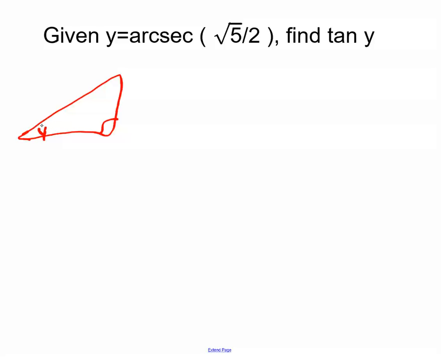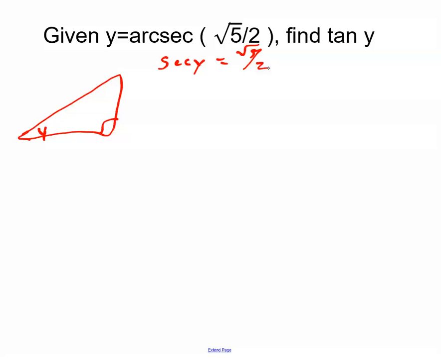Another way you could think about that, thinking back to how we just solved the previous problem, is that secant of y equals square root of 5 over 2. Now you could type this in your calculator, but we don't want to. The problem with the calculator is it's going to give us a decimal answer. Whenever possible, we want to try and be precise.